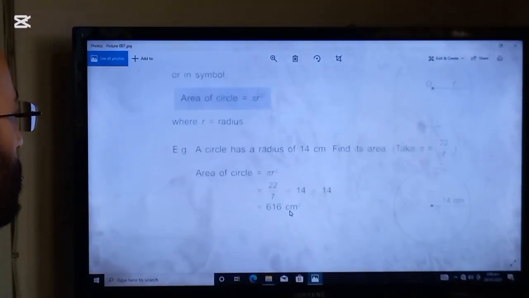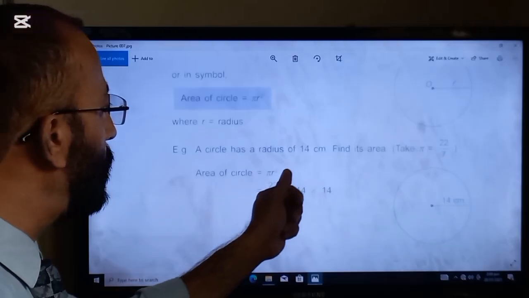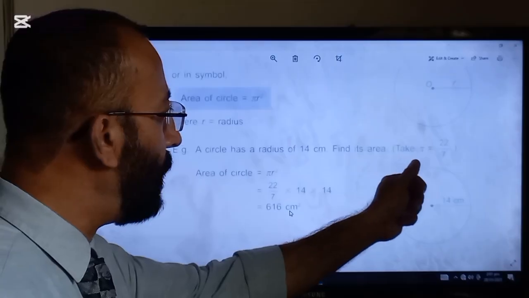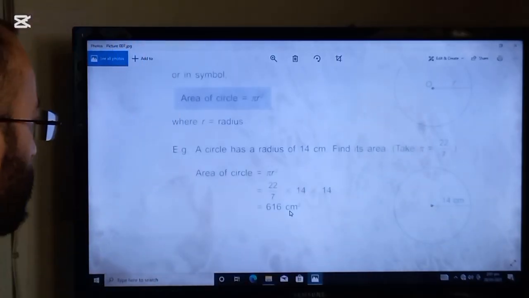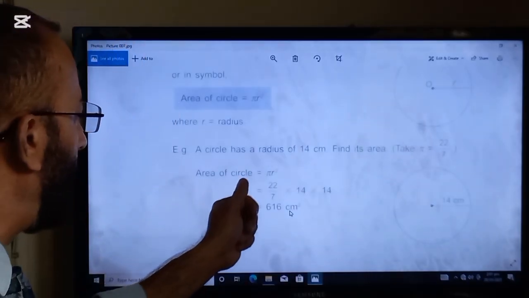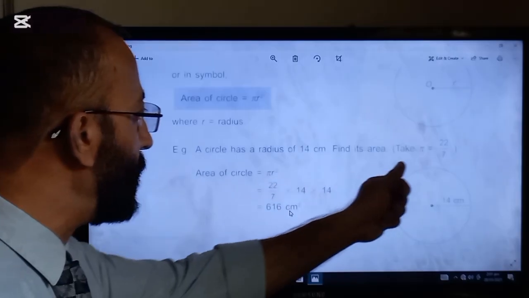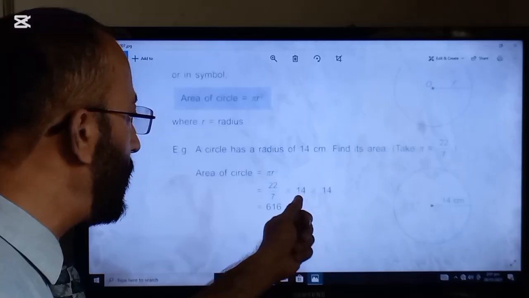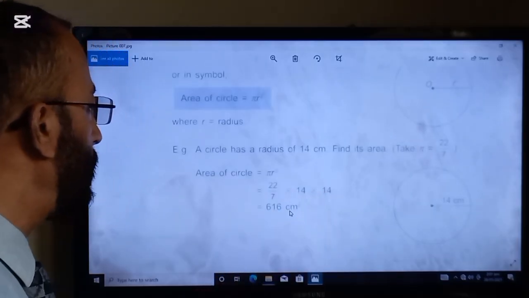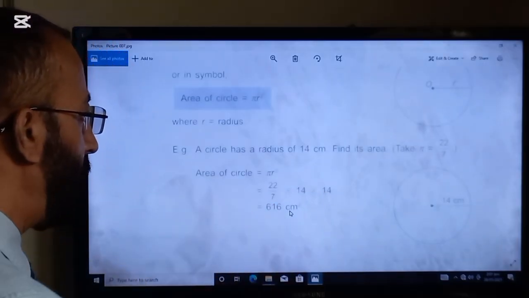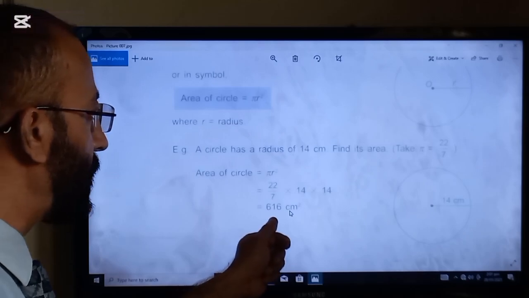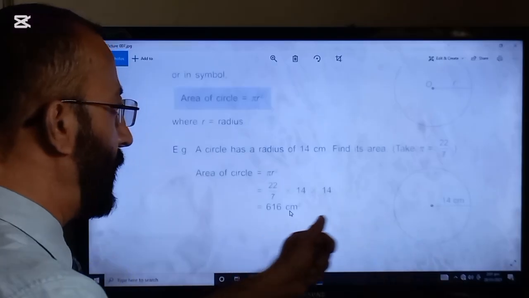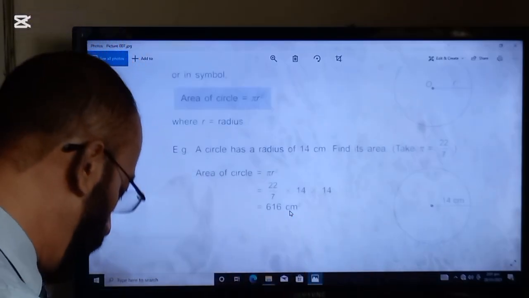An example is here. A circle has a radius of 14 centimeter. Find its area. Pi is 22 by 7. The formula of the area of the circle is pi r square. Pi's value is given, that is 22 over 7. And radius is 14, that will be placed here. So 14 into 14. So solving it on the calculator, we will get the answer of 616. Unit is centimeter and area is in square centimeter. So centimeter square will be the unit.